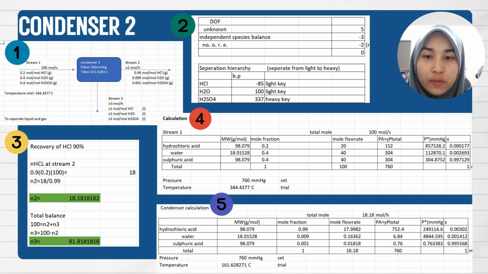For the values of x1, x2, and x3, we use Raoult's law, where x is calculated by dividing y times P total, which is the mole fraction times the total pressure of 760, by the vapor pressure of each substance, which is HCl, water, and H2SO4. For x1, the mole fraction for HCl, we get 0.003. For x2, the mole fraction for H2O, we get 0.0014. And lastly, for x3, the mole fraction for H2SO4, we get 0.99.